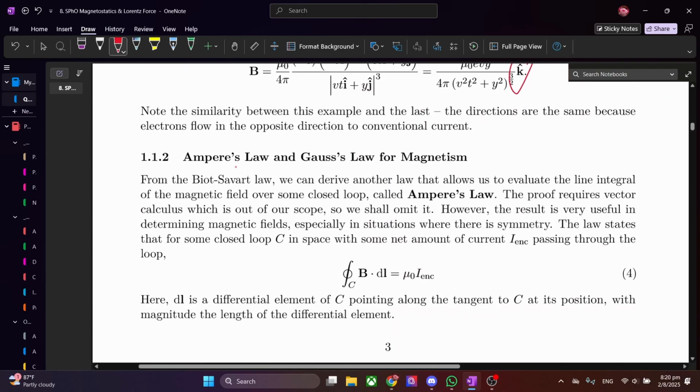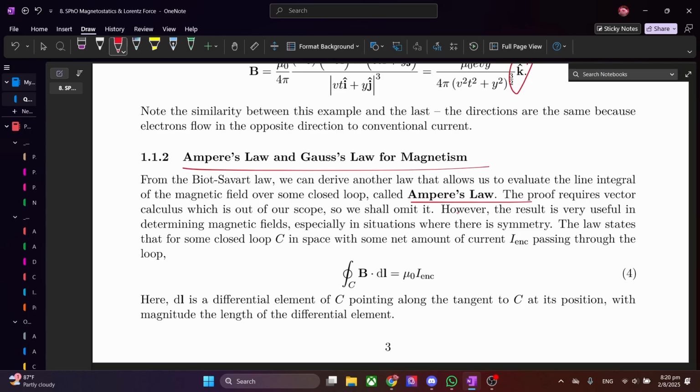Okay, next is Ampere's law and Gauss's law for magnetism. This Biot-Savart's law can get really annoying, especially when you need to do a lot of integration. Sometimes in very symmetric situations, you can apply these two laws that I've mentioned to actually calculate the magnetic field in easier ways. And this first one is called Ampere's law.